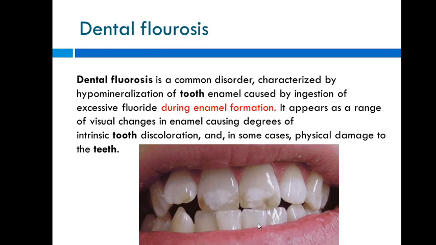In case of fluorosis, it is a common disorder characterized by hypomineralization of the tooth enamel caused by ingestion of excessive fluorine during enamel formation. So when we take a lot of fluorine during the formation of enamel, what happens? This will lead to a change in the color of the tooth, and to formation of dental fluorosis. This is called dental fluorosis. Can you see the white patch here on the tooth?